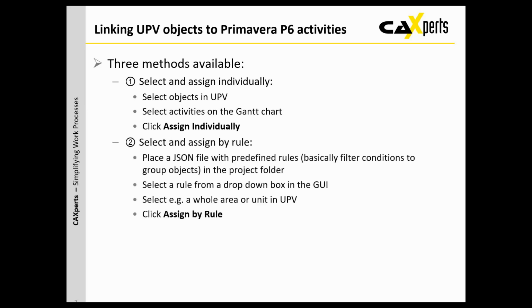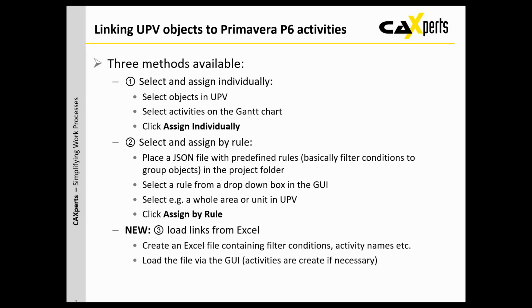The second method is that you can use the JSON rule files. They will filter for the items in UPV, and with the result, they will add them to the items they belong to in the P6 database. That can be used to either update the data there or to really create new activities by rule.